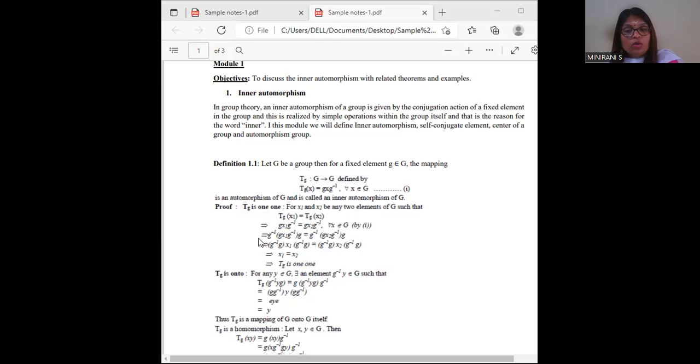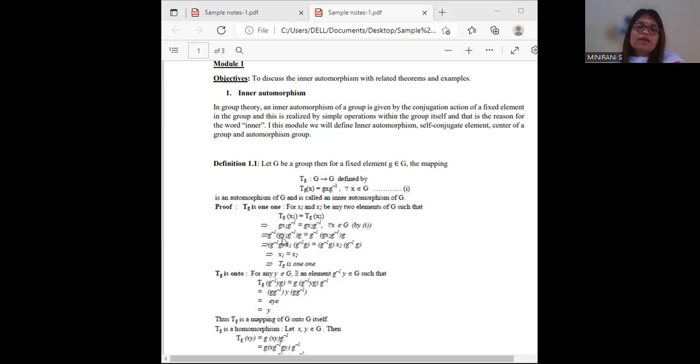Now we get the equation g x1 g^-1 is equal to g x2 g^-1, and since G is a group, we have the inverse of g existing, where g is a fixed element of the group G. So we can pre-multiply with g^-1 and post-multiply with g, whatever be the operation of the group. If star is the operation, we pre-multiply with g^-1 using the operation star, and post-multiply with g using the operation star.